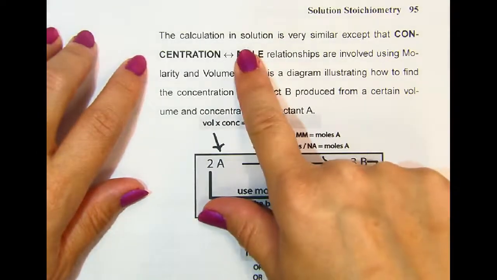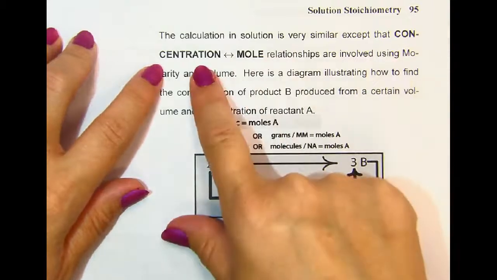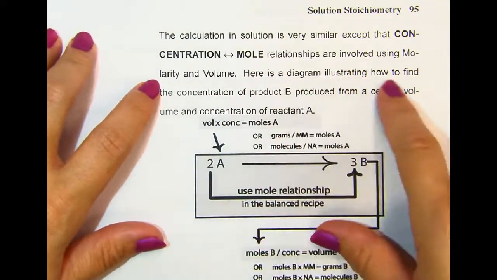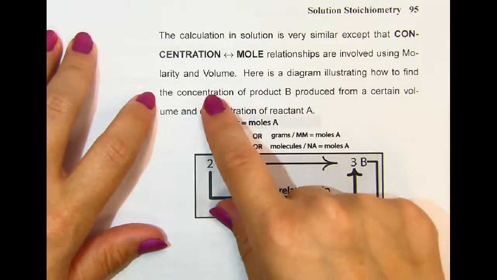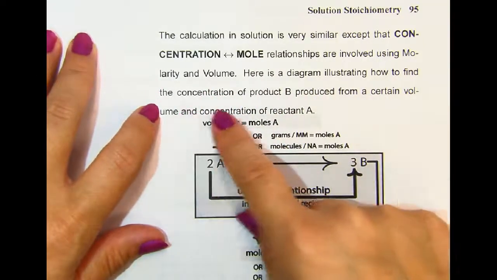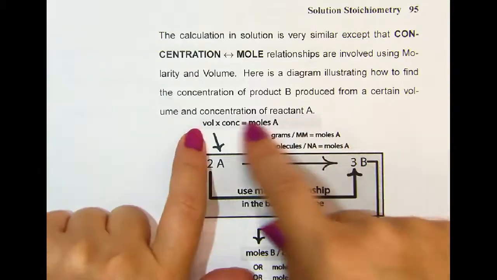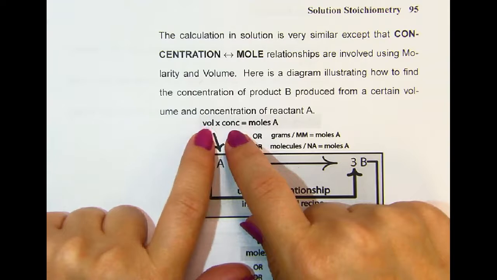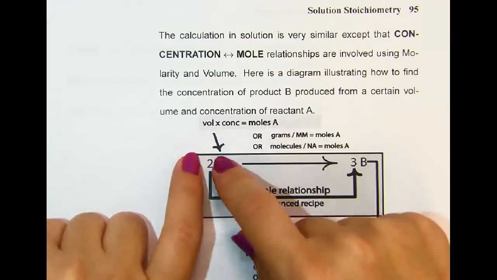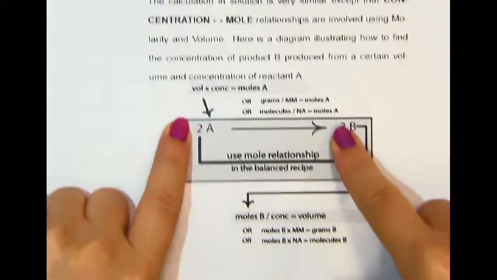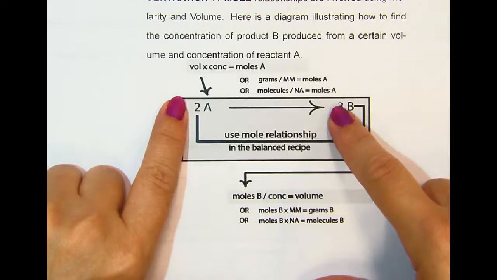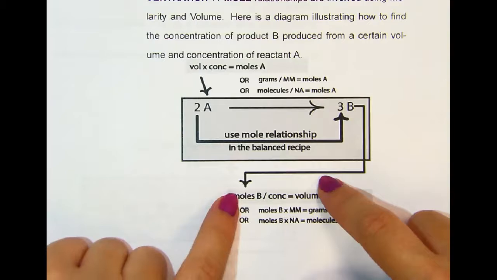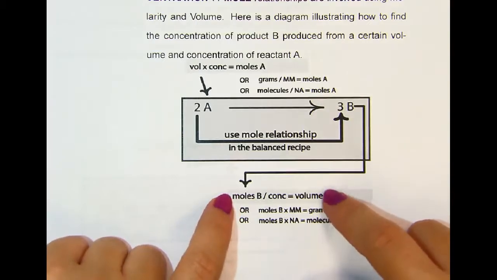Calculation in solution is very similar except that concentration to mole relationships are involved using molarity and volume. Here's a diagram illustrating how to find the concentration of product B produced from a certain volume and concentration of reactant A. So you want to recall molarity times liters equals moles. So if you do molarity times liters, you get moles, and then you can do a mole-to-mole ratio. And then from there, you can take moles, and you have two options. Moles divided by liters turns into molarity, and moles divided by molarity is equal to liters, such as in this example specifically here.